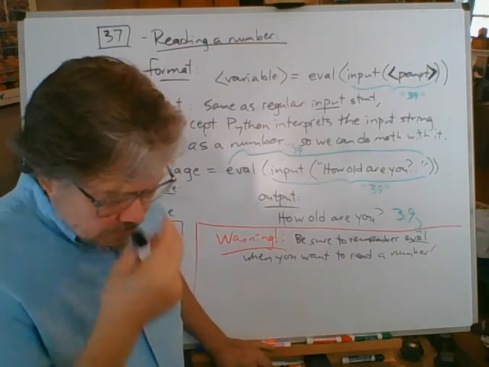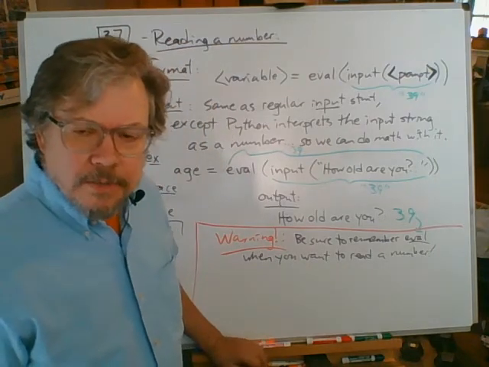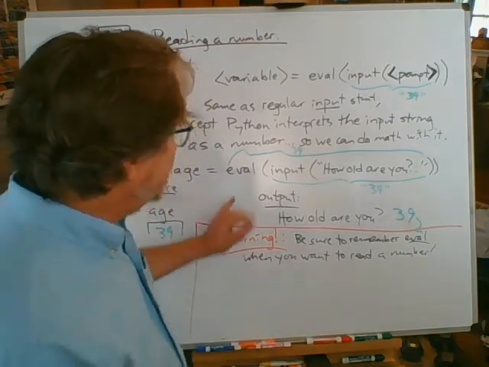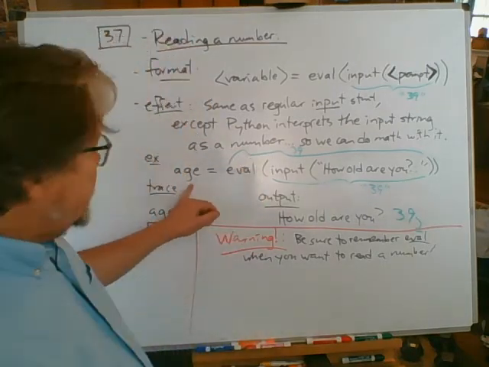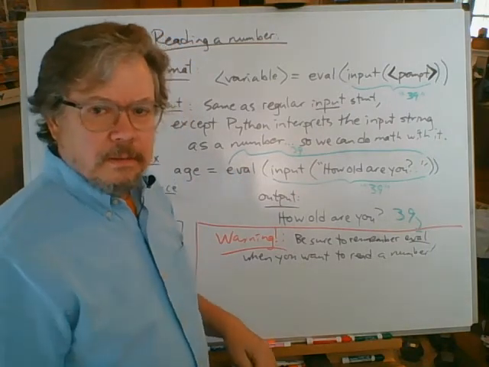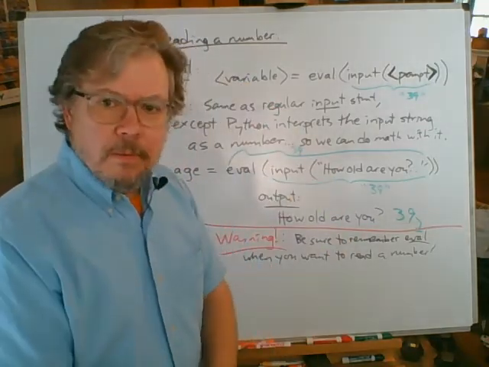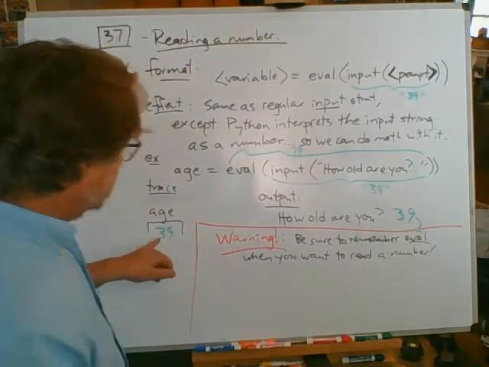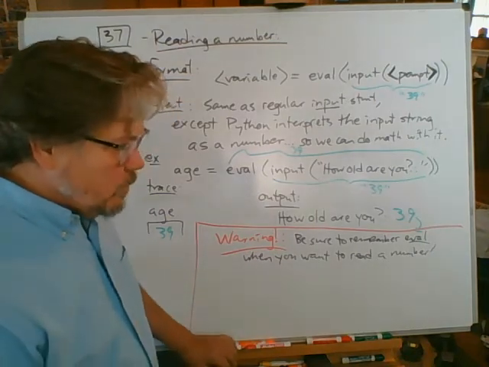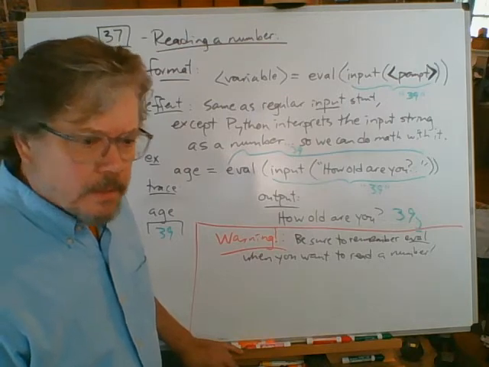The compiler and the editor and all of the components of the IDLE IDE, bless their hearts, are going to do everything they can to help you. But if you leave off eval and just say age equals input, how old are you, then the compiler and all the others are going to say, you all-knowing programmer, you must have meant to do that. You must have meant to read this in as a string. And then you ponder, oh, what does it matter if it's a string or an actual 2's complement number?